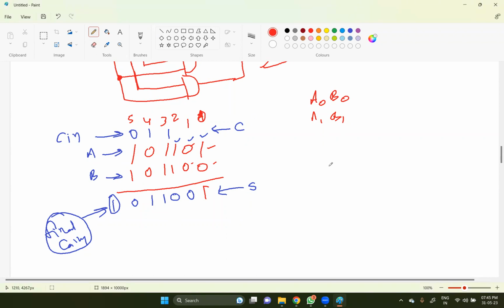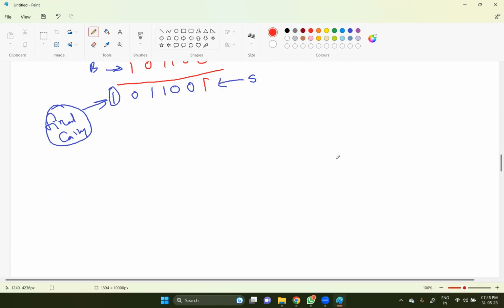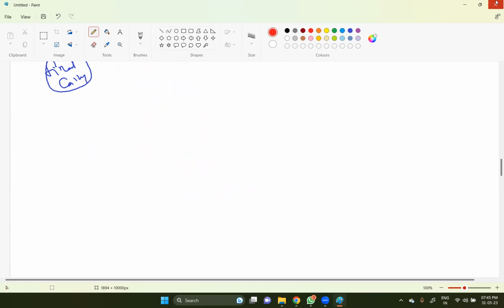What is the way of construction of a multi-bit adder? A multi-bit adder will be constructed something like this here. For example, we are trying to construct only a 4-bit adder. So let me say this first one is a full adder, the 0th bit full adder. Here it is a full adder. This is another full adder.